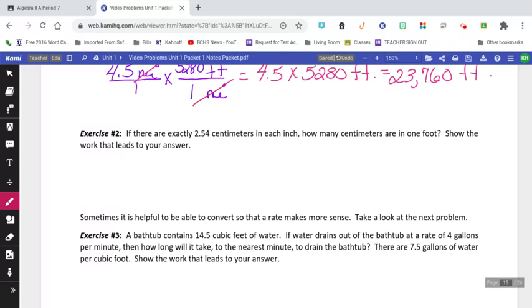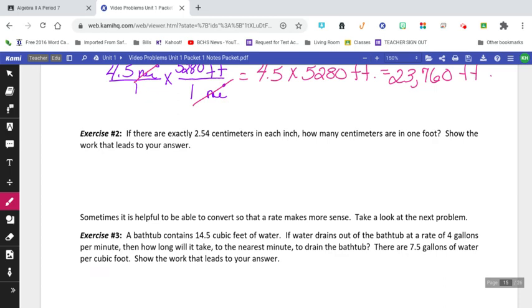Okay, let's look at one where we actually have to do 2 conversions. If there are exactly 2.54 centimeters in an inch, how many centimeters are in 1 foot? Show the work that leads to your answer. Okay, now you have a couple options here.